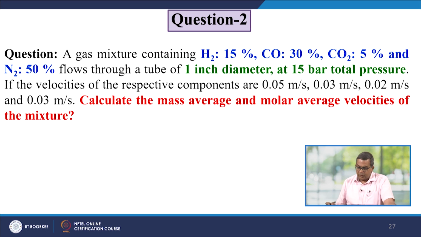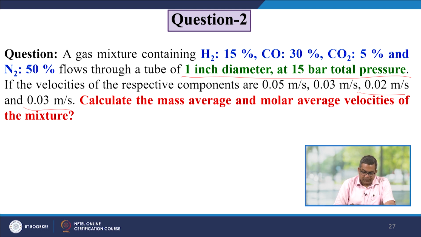Now, let us take up another question, that is a gas mixture. This contains about 15% of hydrogen, 30% of carbon monoxide, and 5% of CO2, and the remaining is nitrogen. This flows through a tube of 1 inch diameter at 15 bar total pressure. If the velocities of the respective components are 0.05 meter per second, 0.03 meter per second and 0.02 meter per second respectively, you need to calculate the mass average and molar average velocities of the mixture.